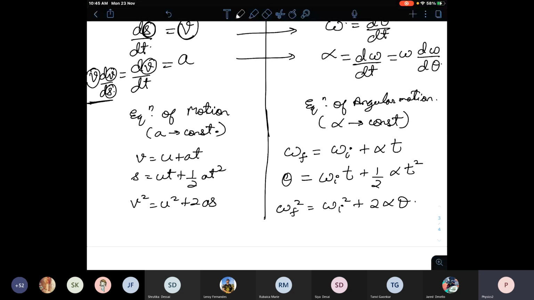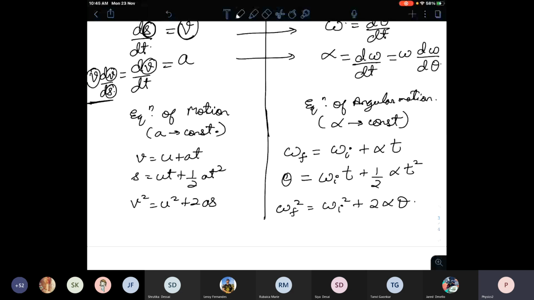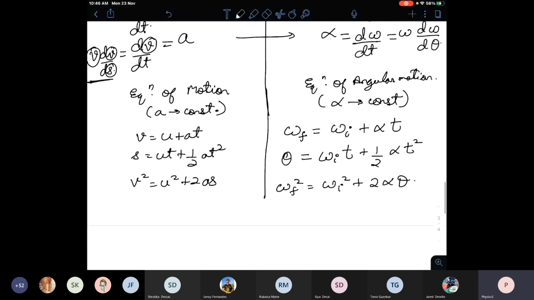So these are the similarities, the connections which you can make between linear and angular. But I can never say that my linear displacement is equal to angular displacement. There must be some relation between linear displacement and angular displacement. You cannot just say that s is equal to theta. This is wrong.